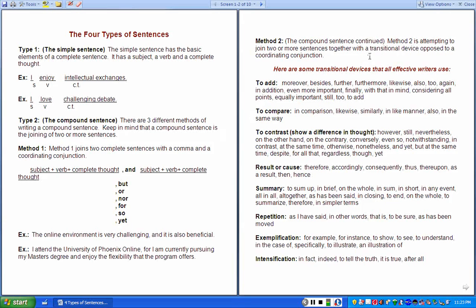Method number 2 is attempting to join two or more sentences together with a transitional device. Okay, students, let me just say this to you. It's important. Remember we talked about how you learned this in elementary school? To move your writing to the next level, which is method number 2, will take you from writing on the elementary level. And by the way, I'm not saying that every time you write using and or but or nor and for is elementary writing.